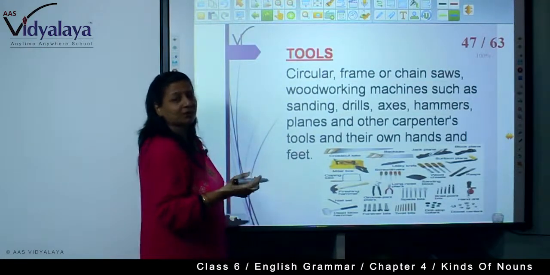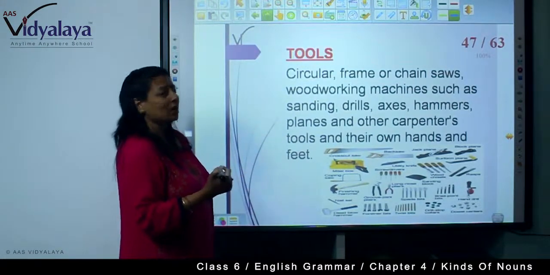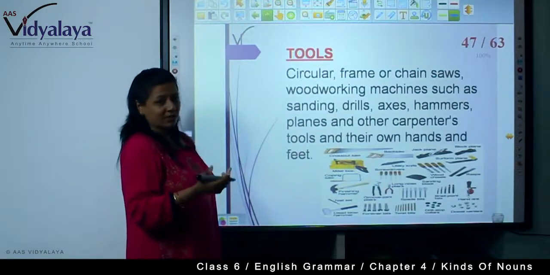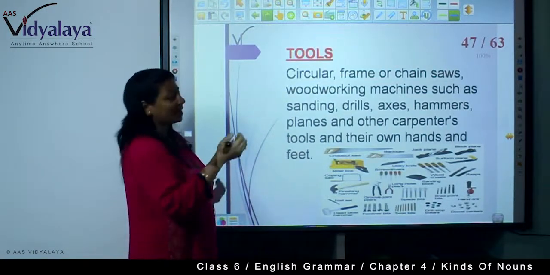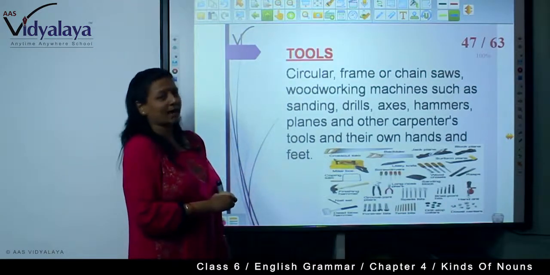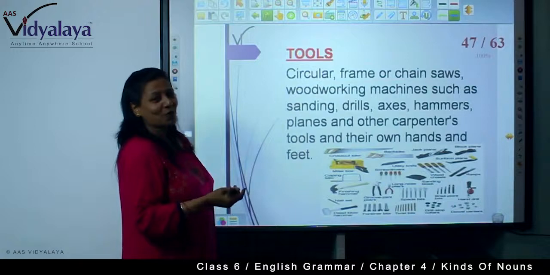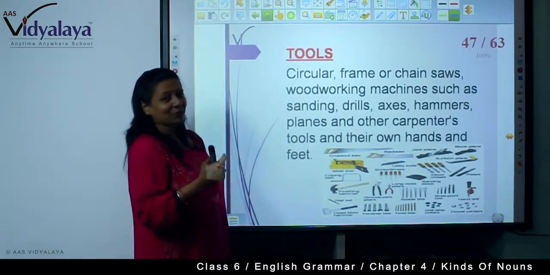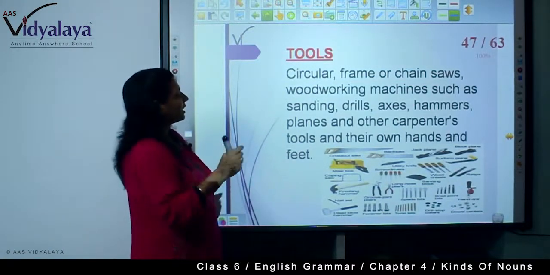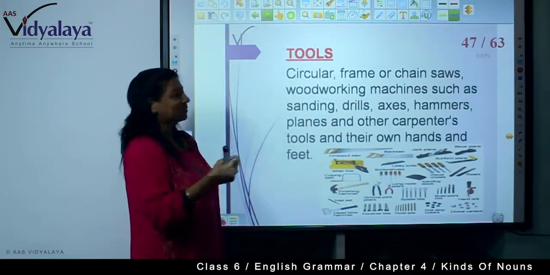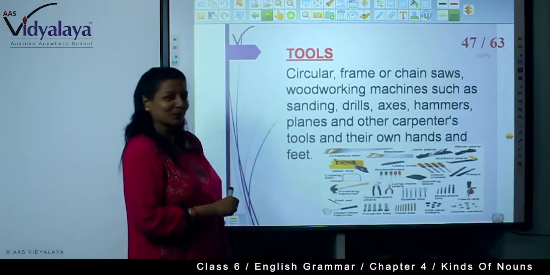Whenever you go to a carpenter's house, or a carpenter has come to your house for some woodwork, you will find all these tools in his bag. Now you can name them and you know what is the use of them, and if you carefully watch a carpenter, you can see how they use and for what purpose they use all these tools.